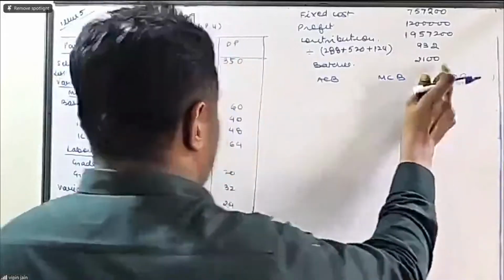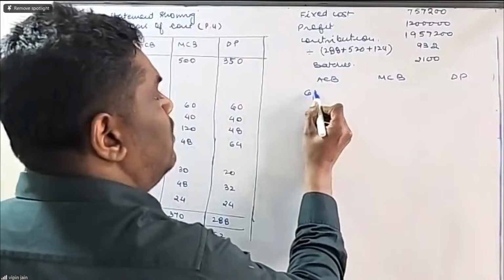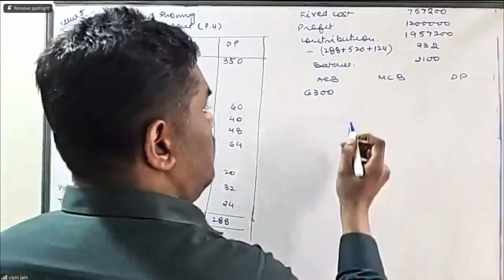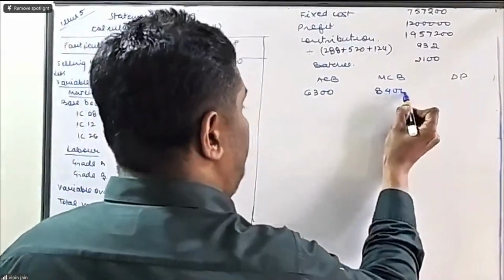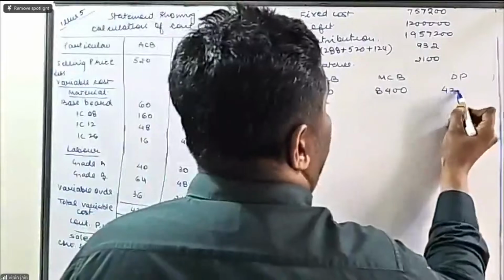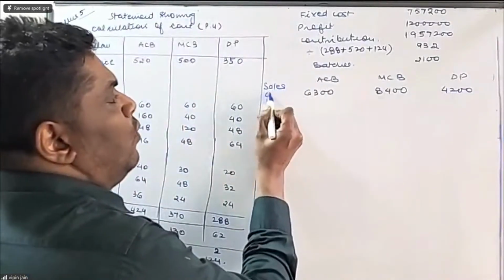of ACB, MCB and DP. So 2100 into 3, this will be 6300. This will be 8400 and this will be 4200. This is what my sales quantity is.